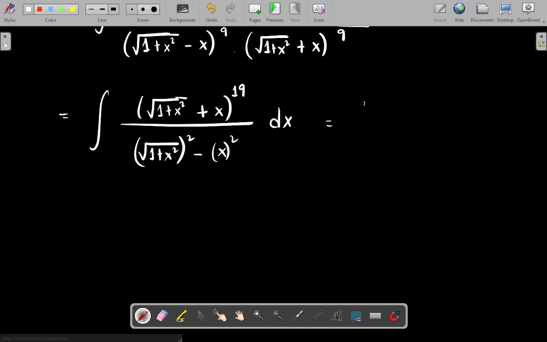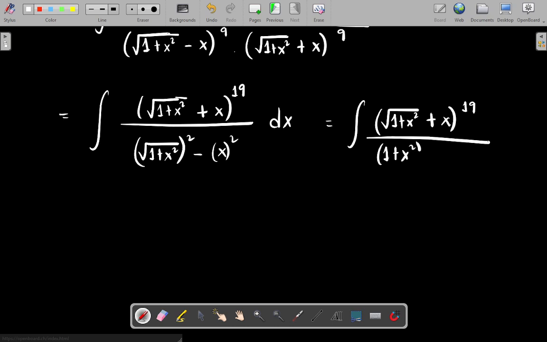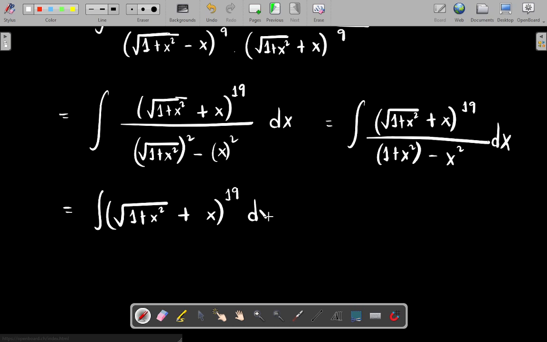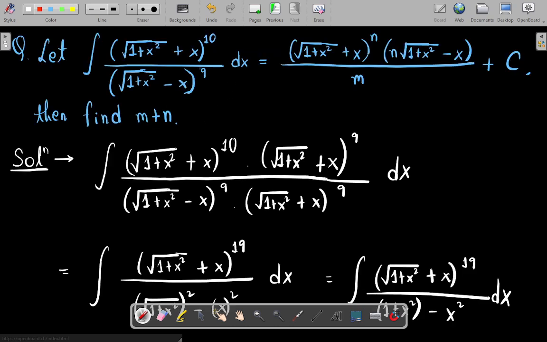So this on further simplification gives us (square root of 1 plus x square plus x) whole to the power 19 divided by 1 plus x square minus x square, dx, right? So this in the denominator just becomes 1 now. So we are now left with (square root of 1 plus x square plus x) whole thing to the power 19. Okay, so this has simplified a lot from the original expression.